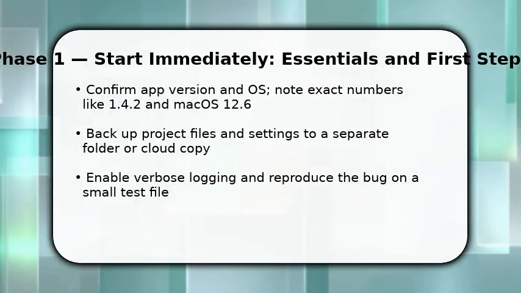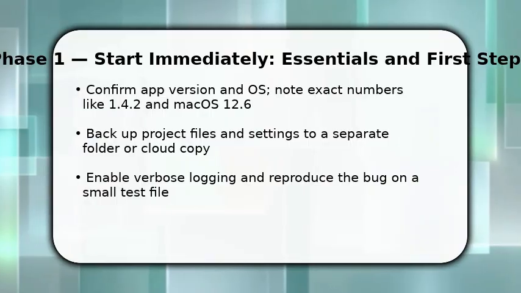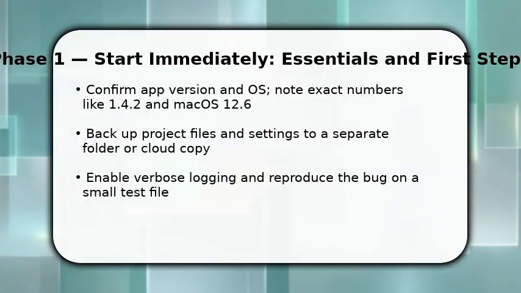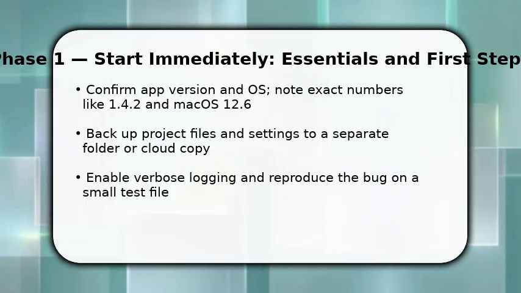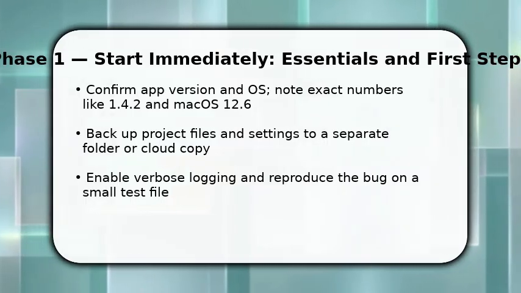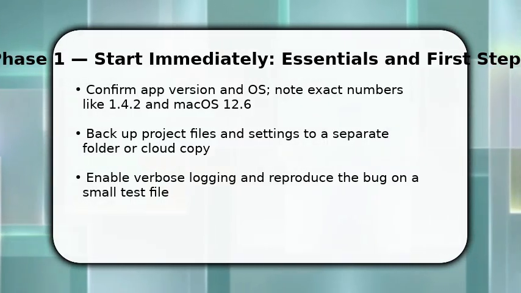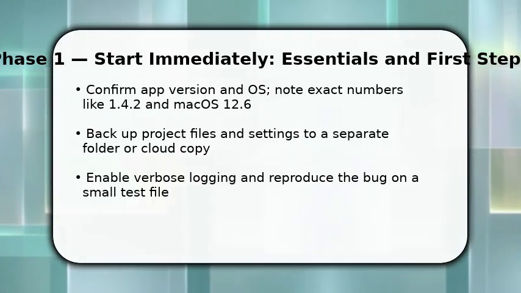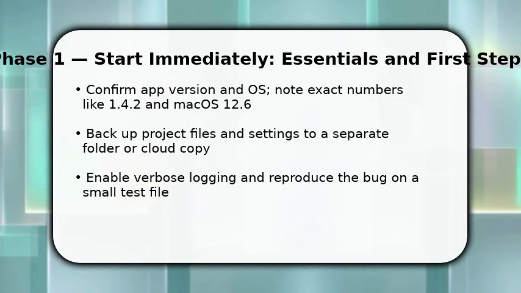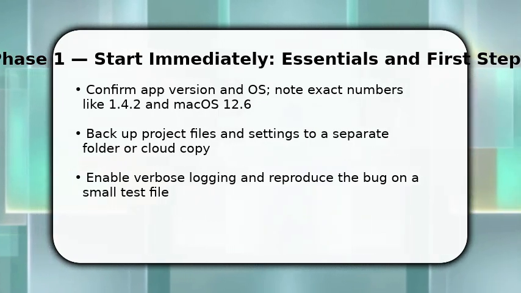Enable verbose logging and preferences, then reproduce the bug on a reduced test file to isolate variables. This lets you capture concise logs without noise. Make sure to record the exact steps you performed, because clear, repeatable actions are what make debugging efficient and reliable.